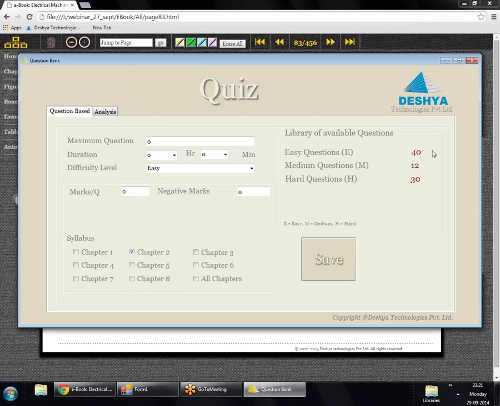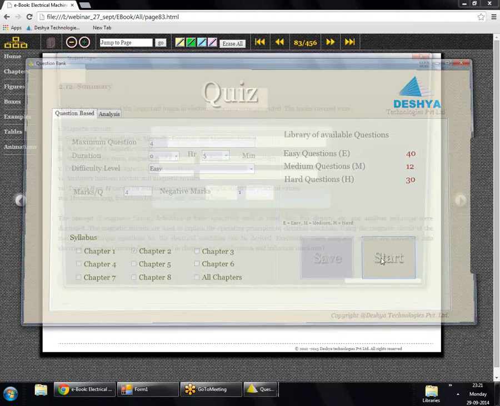So we see immediately the statistics of the questions available. There are 40 easy questions, 12 questions with medium difficulty, and 30 questions which are very difficult. So I'll set the quiz for today. Let's say there would be 4 questions, the duration of the quiz would be 5 minutes, and the difficulty level would be easy. We set 4 marks for the correct answer and minus 1 mark for the wrong answer. So we save the quiz and then we start.